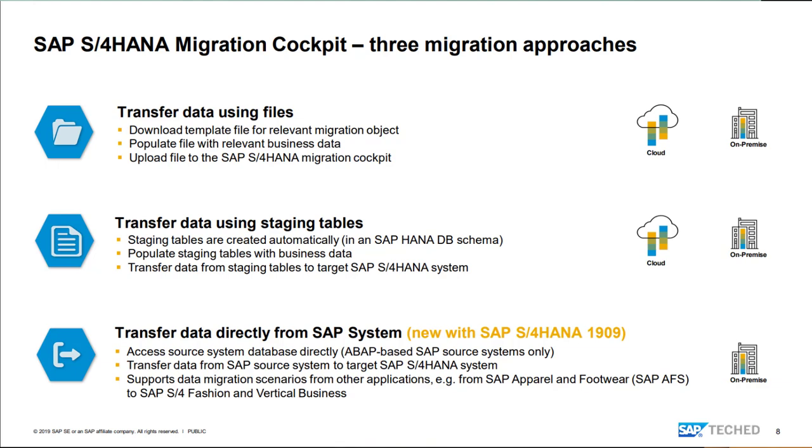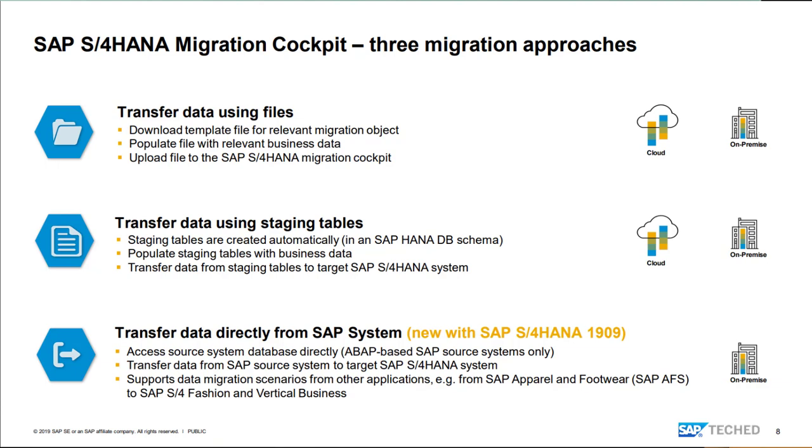The third point that I wanted to make sure you leave this room also with this new information, this is something that we released on 1909 with on-premise. This is the only option. This option is only available for on-premise, and that will be a transfer data directly from an SAP system, which will allow you then to do the access of the source system. It needs to be an ABAP-based system only that will allow you then to connect, transfer the data from the SAP source system to the target SAP S4HANA on-premise system.